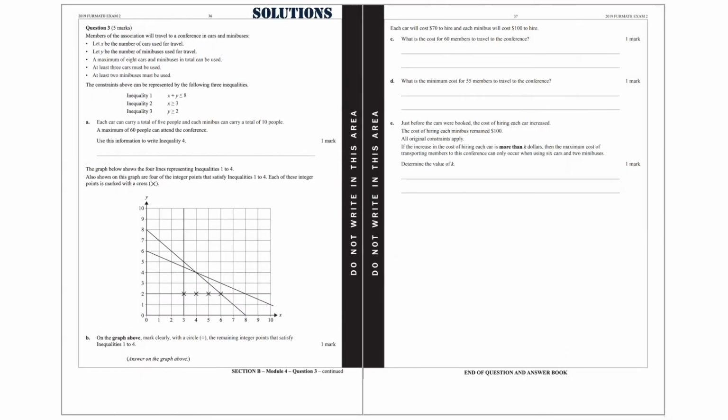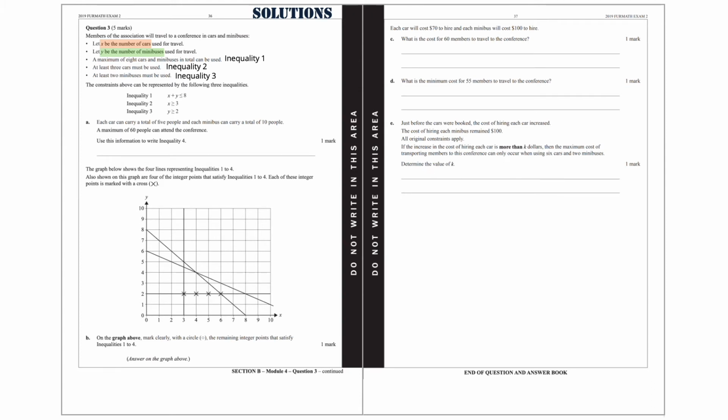Question 3. Members of the association will travel to a conference in cars and minibuses. Let x be the number of cars used for travel. Let y be the number of minibuses used for travel. A maximum of 8 cars and minibuses in total can be used, and this is inequality 1, x plus y less than or equal to 8. At least 3 cars must be used, and this is inequality 2, x greater than or equal to 3. At least 2 minibuses must be used, and this is inequality 3, y greater than or equal to 2.